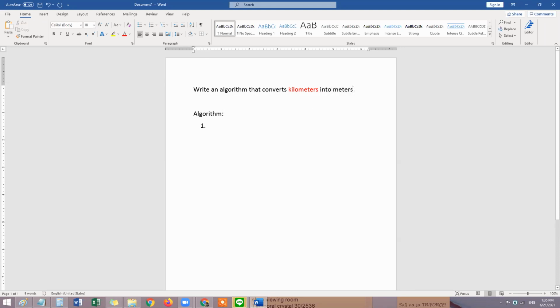We need to convert it into meters, right? So we need to know the kilometers and the meters. Which one should you get from the user? Which one should you get first? Kilometers or meters? Kilometer. Okay, kilometer. So we get the value of kilometers.